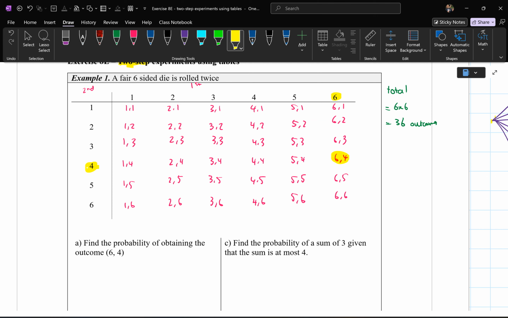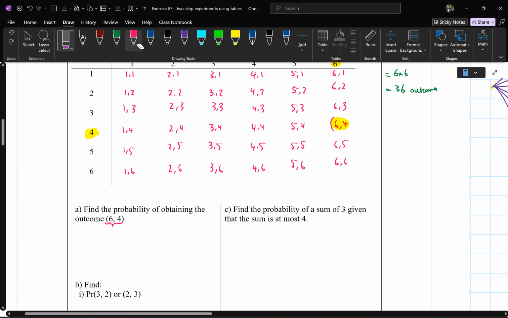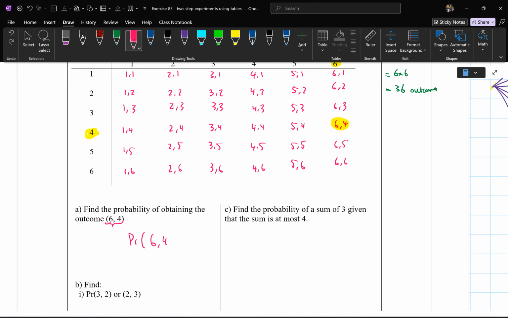So just be careful with the scenario. In this case, this is a bit vague. Find the probability of obtaining the outcome (6, 4). Because they wrote it in brackets and in this particular order, this technically means 6 on the first go, 4 on the second, because there's an order to it. Had they just said getting a 6 and 4, then you can get a 6 and a 4 in many ways. Because they wrote it in this coordinate form, there is only one that actually fits that scenario. So the probability of getting a 6 and then a 4 in that particular order is equal to 1 out of 36.